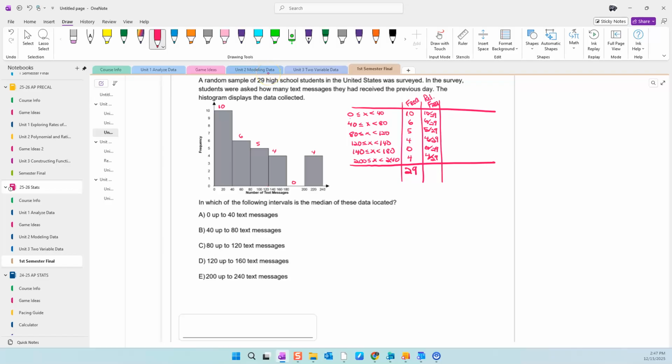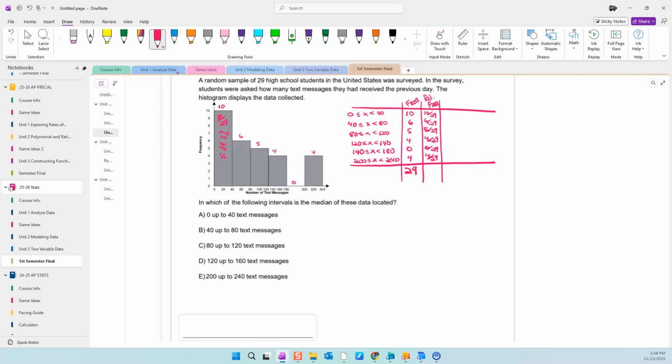Okay, so for example, the 10 out of 29 bar, 10 divided by 29. Okay, this is like the same as saying 34%. That's this right here. It's 10 out of 29, and that's roughly 34%. Okay, that's what this column does here.